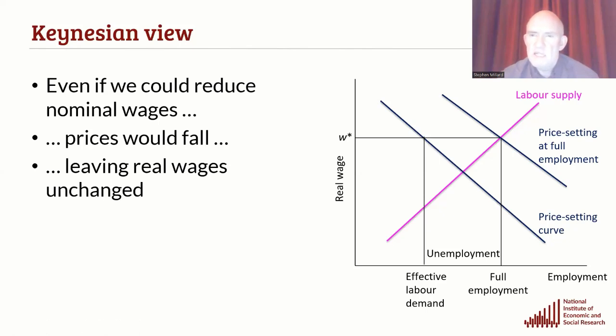And Keynes went on to say, even if we could reduce nominal wages, then what would happen? Well, firms' costs would go down. They're setting their prices as a markup on costs, so prices would fall as well. So nominal wages fall, prices fall, real wages are unchanged. Real wages are not falling. So the idea that you can reduce unemployment by pushing down on real wages is just wrong in Keynes's view. In his view, the answer is more demand.